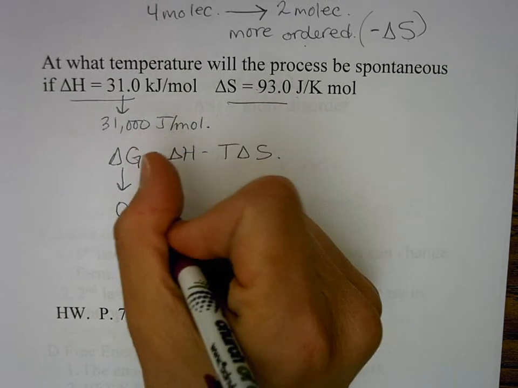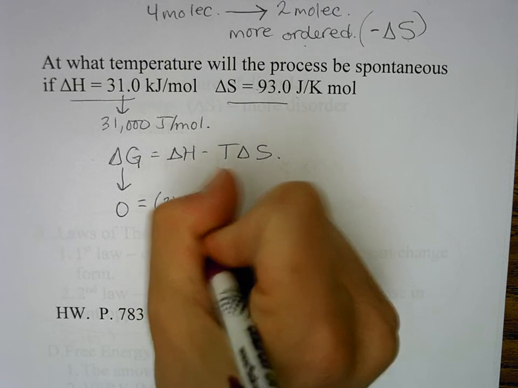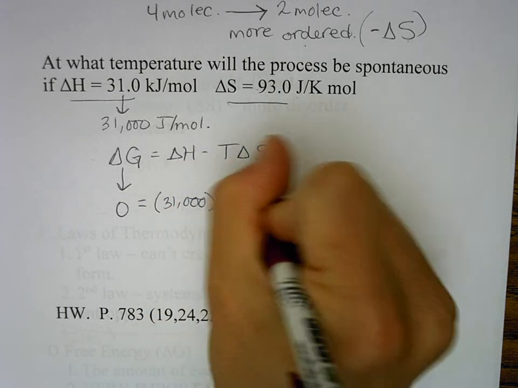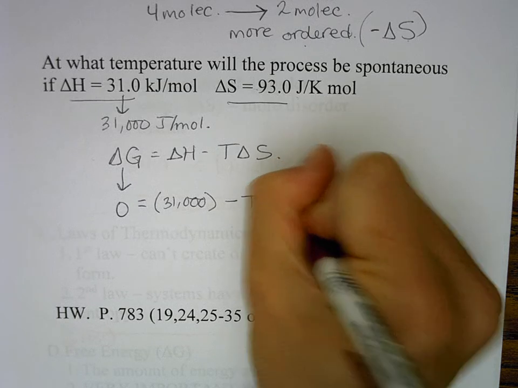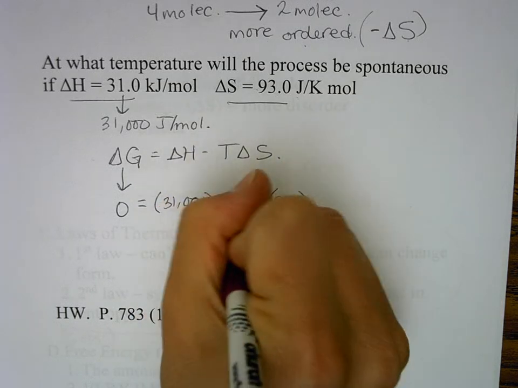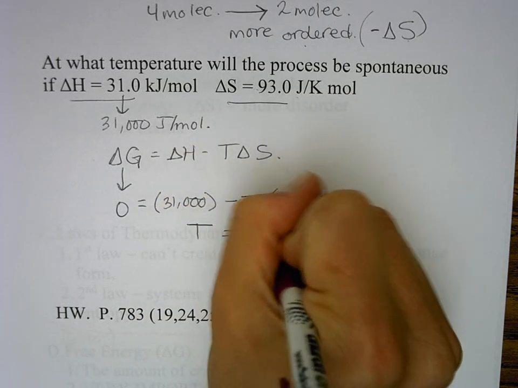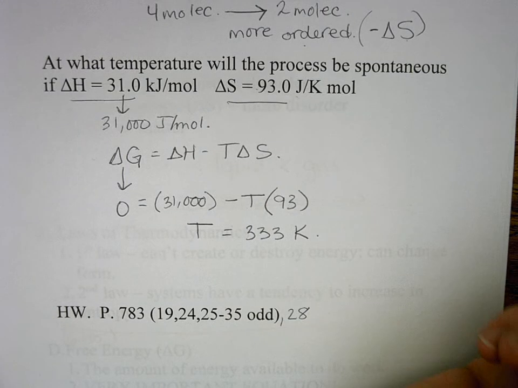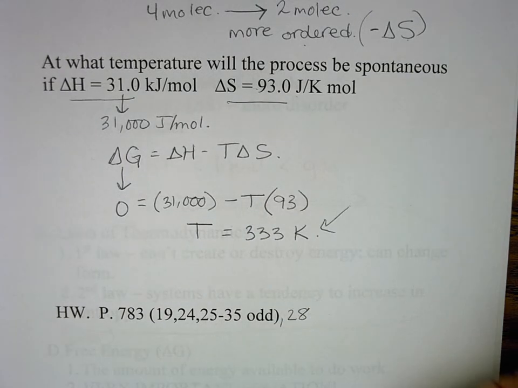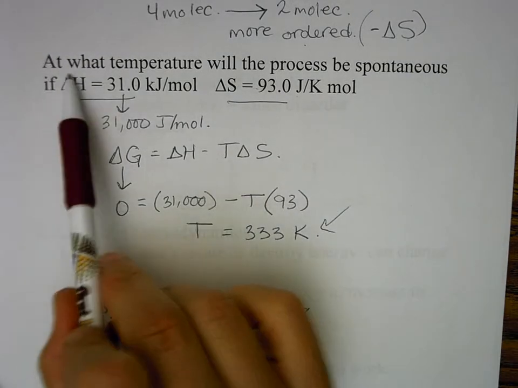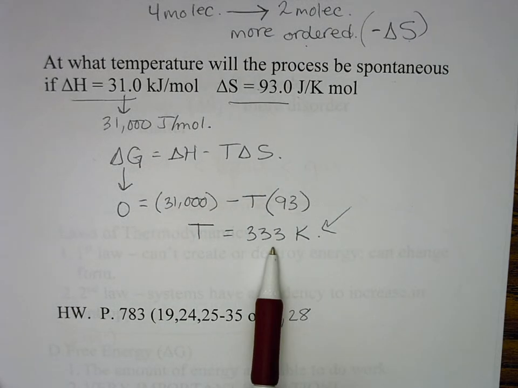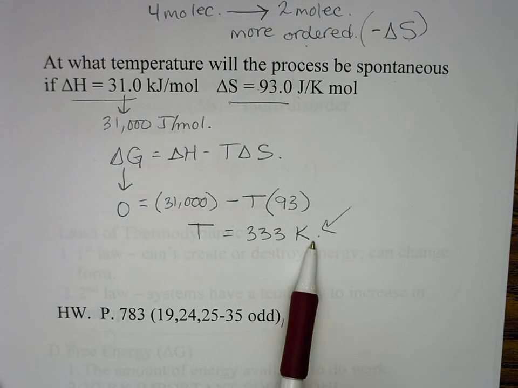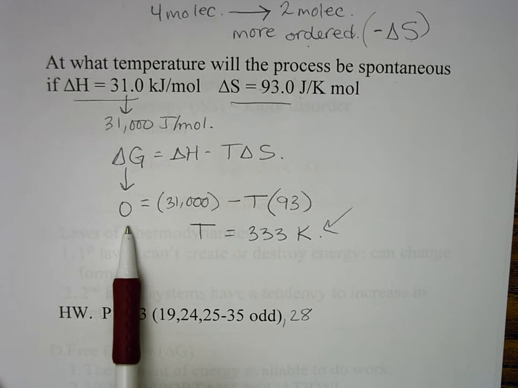So delta H is 31,000. T, and then my delta S is 93. You solve for T, and that's 333 Kelvin. That's not your final answer, because the question is, at what temperature will the process be spontaneous? It's not spontaneous at 333 Kelvin. Delta G is 0 at 333 Kelvin.